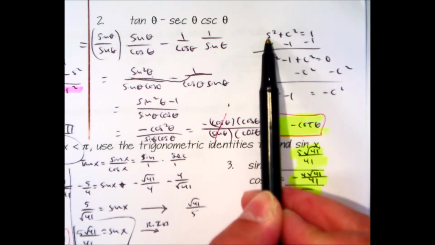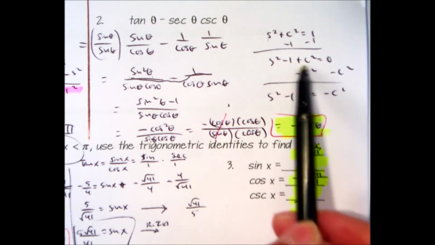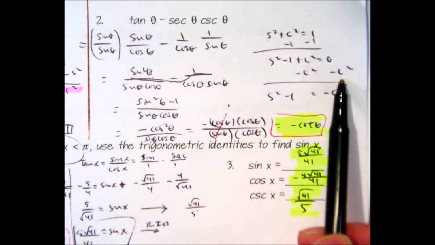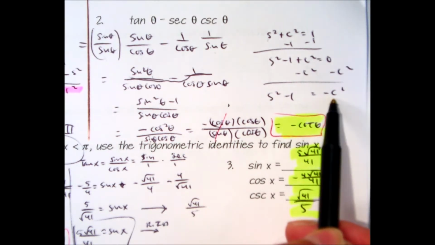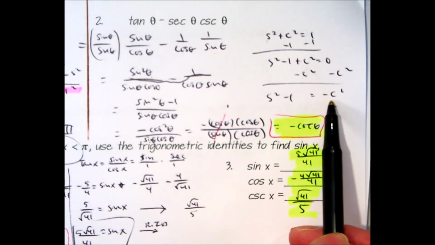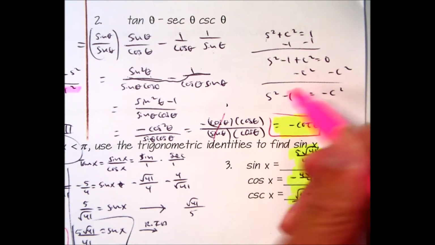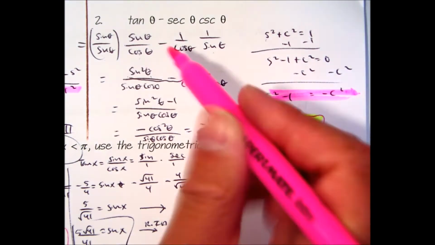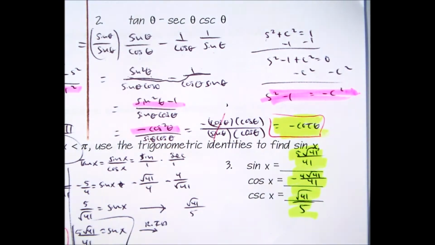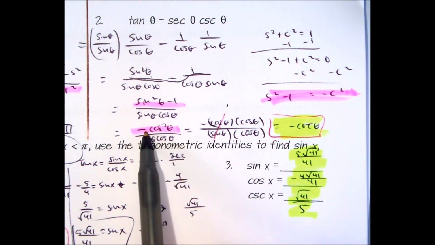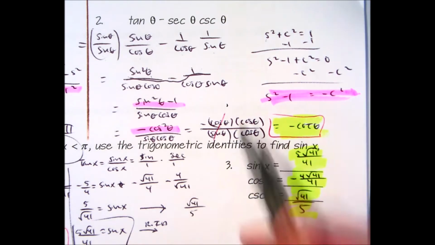I use sine squared plus cosine squared equals 1. Subtracting cosine squared from both sides, I get sine squared theta minus 1 equals negative cosine squared. Every time I see sine squared minus 1, I can substitute in negative cosine squared theta. Negative cosine squared theta is just basically cosine times cosine with a negative sign.